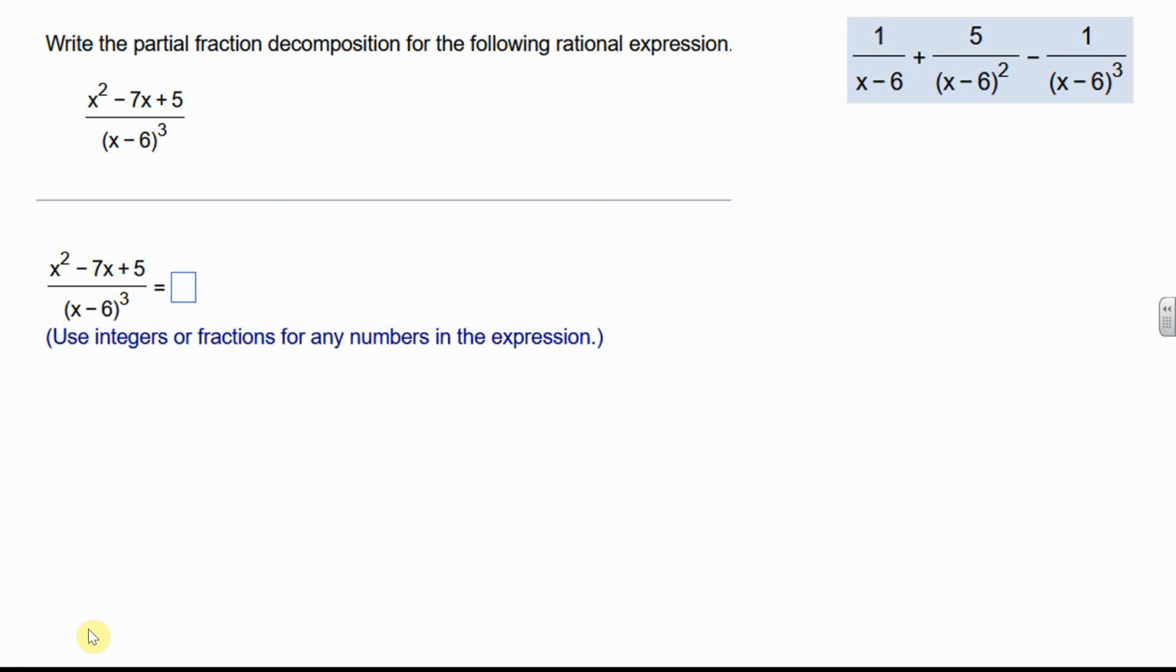All right. Here's the one with the repeated root downstairs. That x minus 6 is being repeated 3 times. So if you have repeated roots, here's how you write it out. This is a over x minus 6 plus b over x minus 6 squared plus c over x minus 6 to the third. Okay?